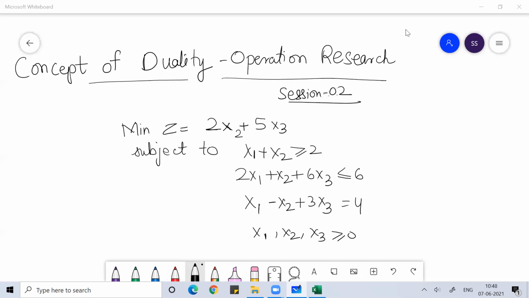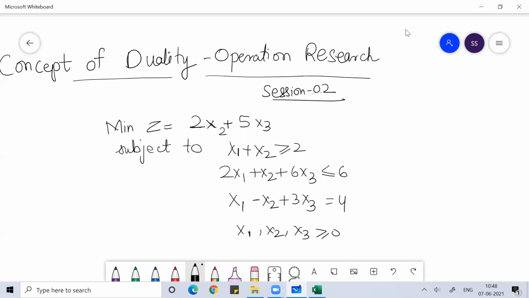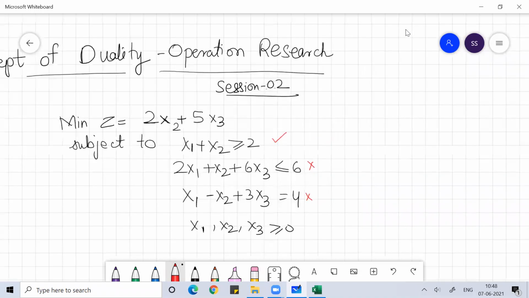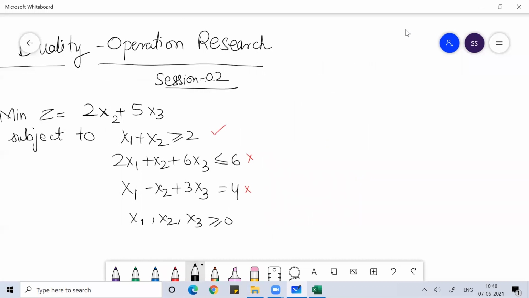Now, before we write the given LPP problem, which you can see on your screen, into a dual form, we need to make sure that it is in canonical form. To write that in canonical form, if your objective function is minimization, then all your constraints should be greater than or equal to. You can see this constraint is greater than or equal to, this constraint is less than or equal to, and this constraint is equal to. So, guys, you first need to write this in canonical form.